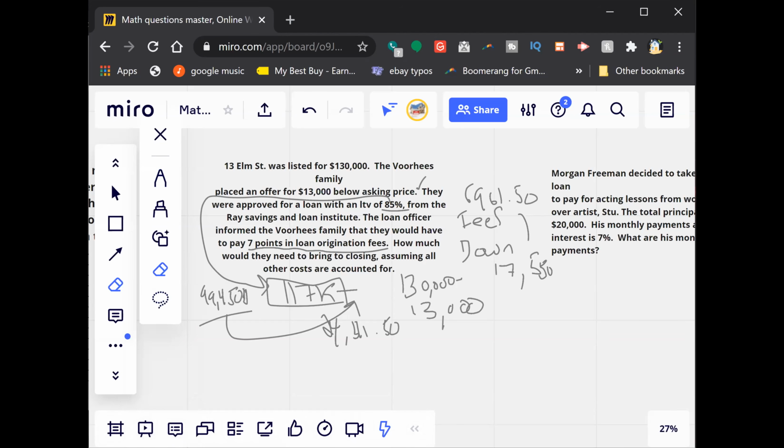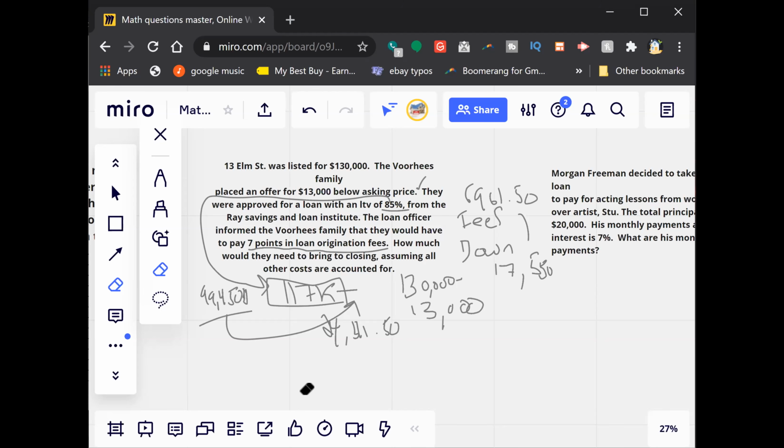Okay. So from 117,000, you wouldn't subtract the points. So here's the thing. The points are just extra. You don't need to add them. When I say to you, you have to pay 2 points at closing, that is not going into the loan. That is not going into anything else. That is extra that you need to bring. Okay.